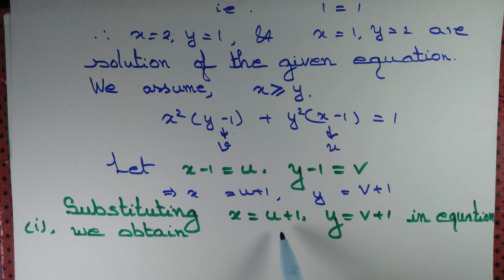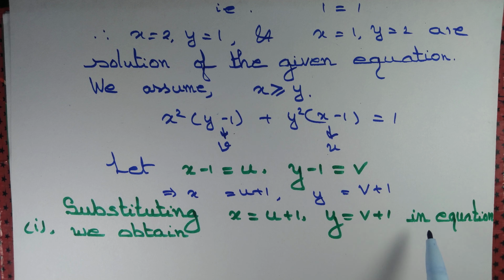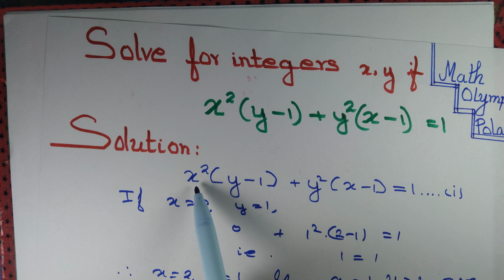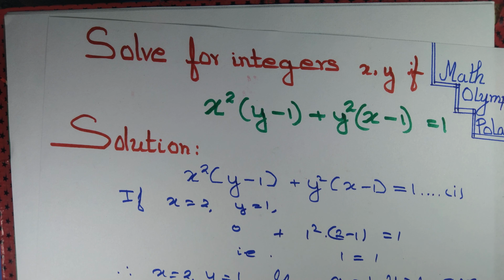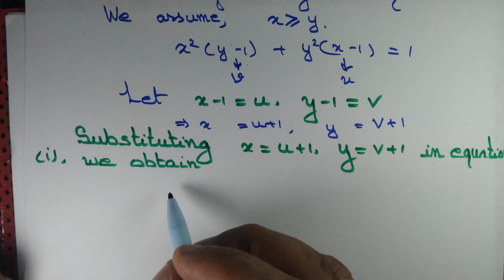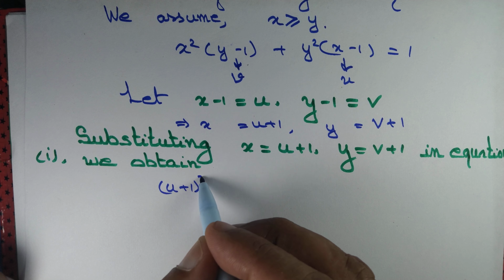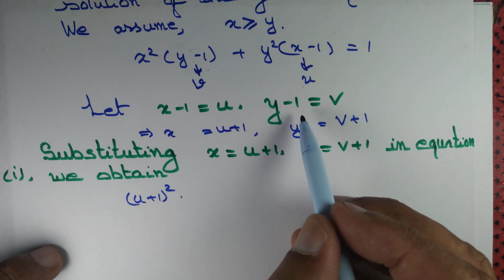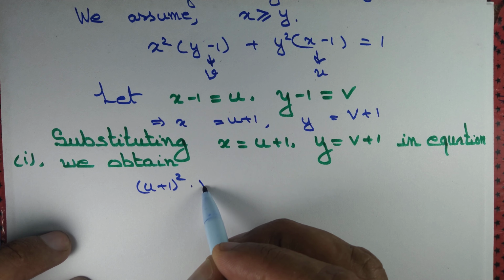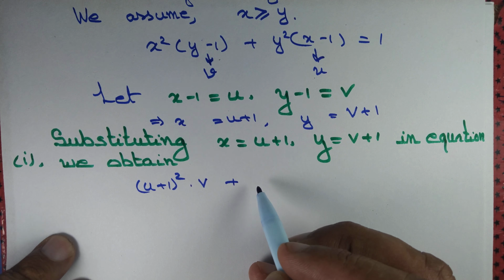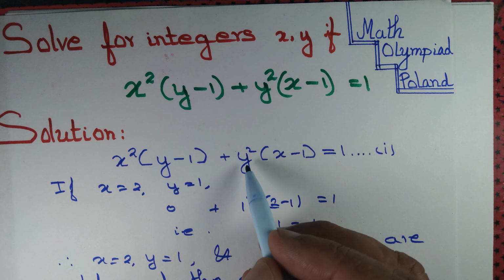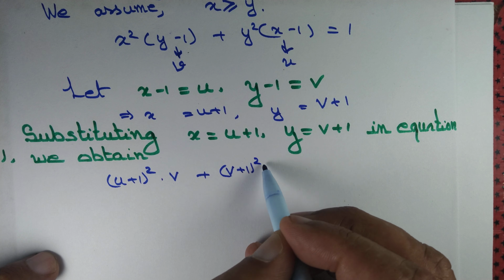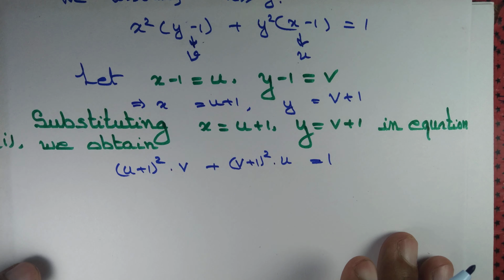Let's substitute those values in equation 1. So substituting x equal to u plus 1 and y equal to v plus 1 in equation 1 we obtain: in equation 1 we have x squared times (y minus 1). So x equal to u plus 1, so (u plus 1) whole squared, times y minus 1, and y minus 1 equal to v. So (u plus 1) squared times v. Similarly, y squared, y equal to v plus 1, so (v plus 1) squared times u equal to 1.